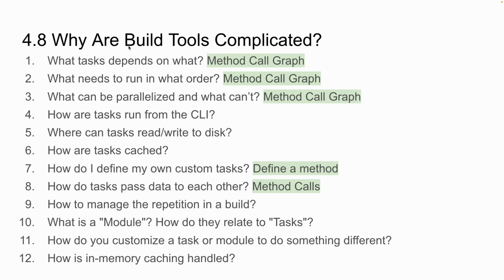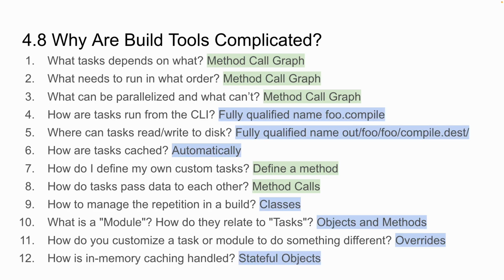So what task depends on what, what needs to run in what order, what parallelizes and what can't, well, that's a method call graph. You have a graph when the methods call each other, and from the graph we can derive all these things. You already know how method call graphs work, even if you never studied programming language theory. You've been using them for 10, 20 years.